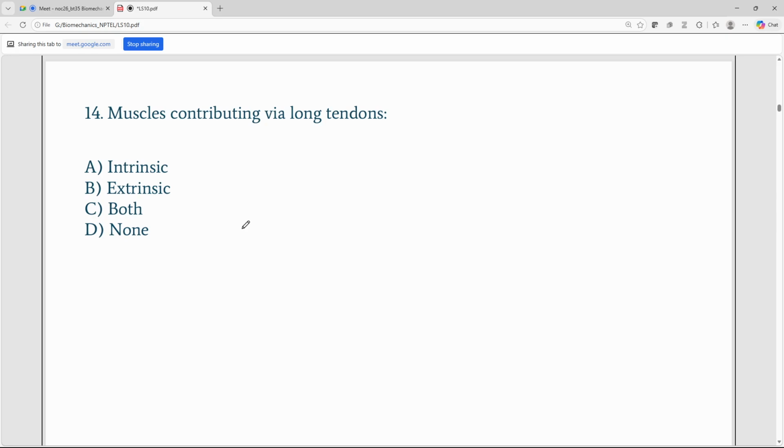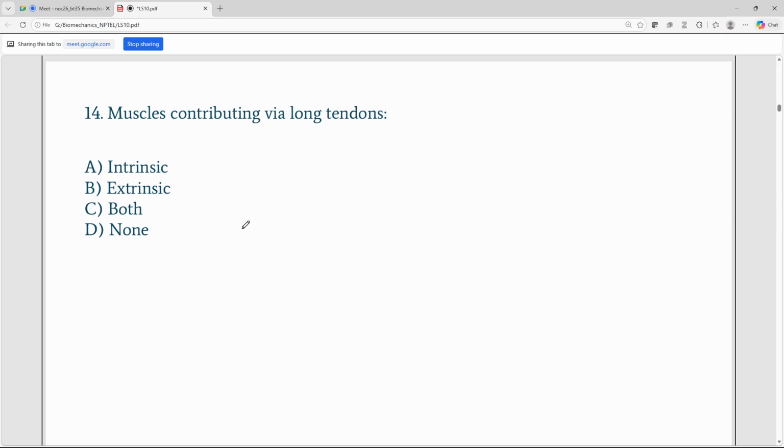Next question. Which muscles were implicated in finger interdependence due to their long tendons? Options are: option A, intrinsic muscles in the hand. Option B, extrinsic. Option C, both A and B. Option D, neither A nor B.